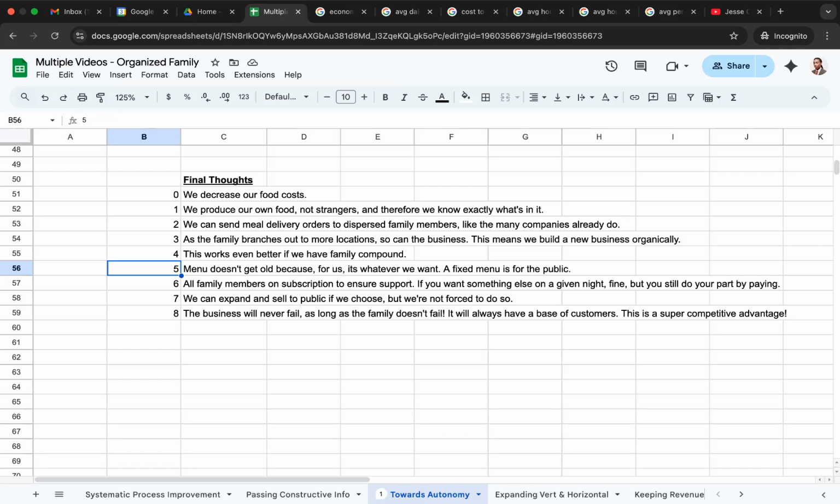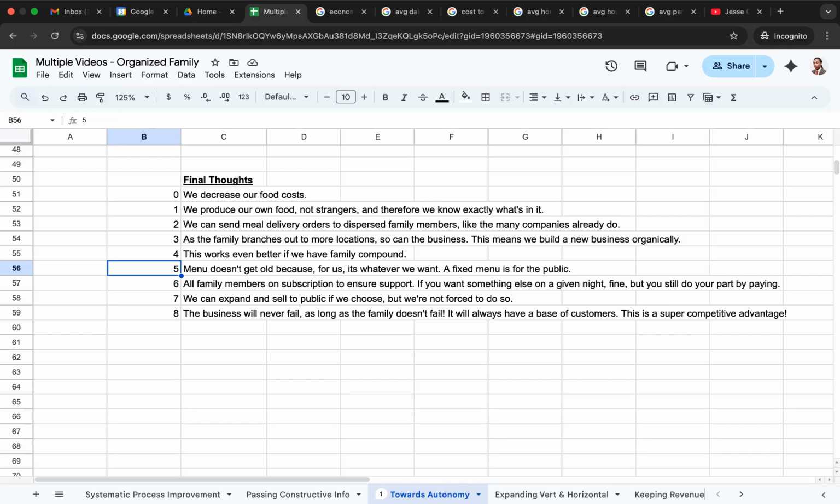Number 5. Some people may be worried that they may get tired of eating the same thing every day. But the fact of the matter is, we don't have to eat the same thing every day. For us, we get to choose what we want to eat. For us, it's just a commercial kitchen that can make whatever we want. We're not confined to a list of menu items like people would be in a normal restaurant.